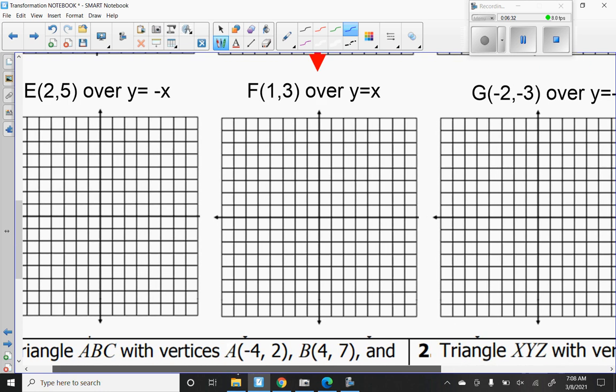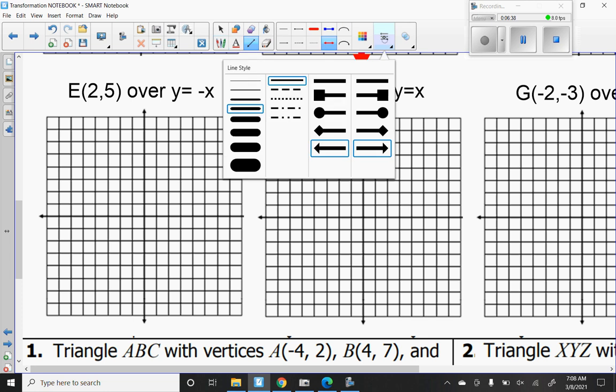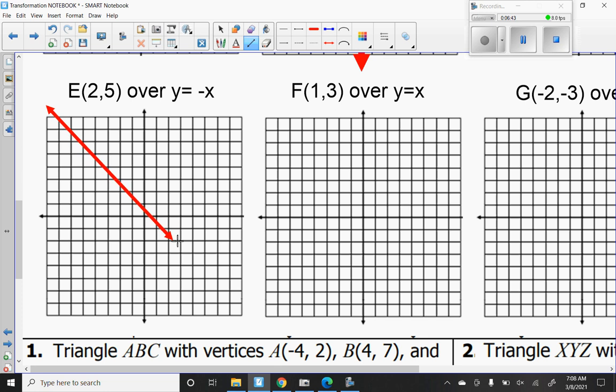All right, so let's look at some diagonals. The y = -x line goes straight through the origin at a diagonal.